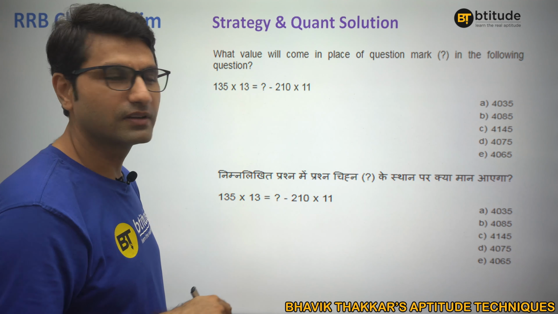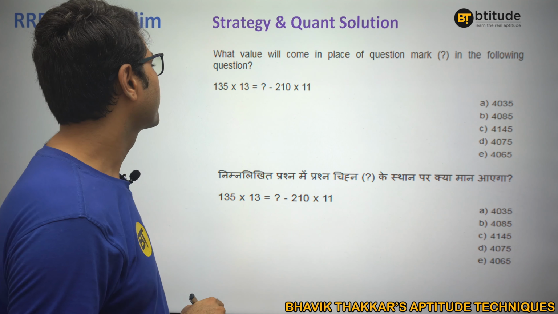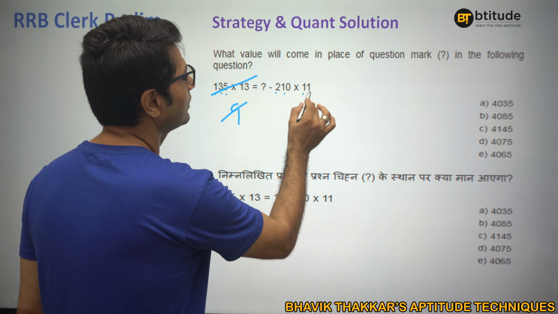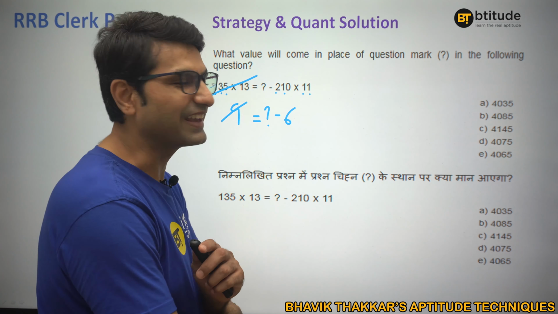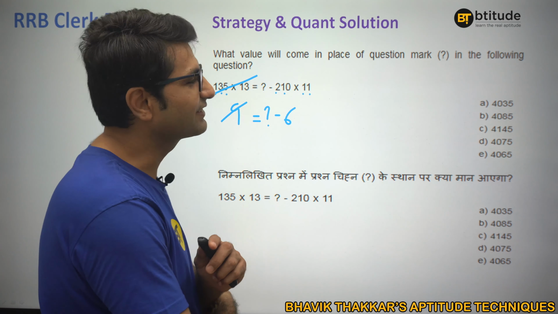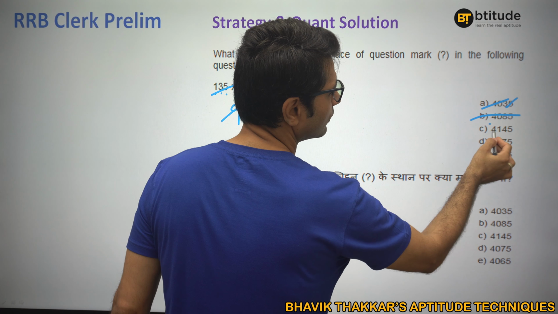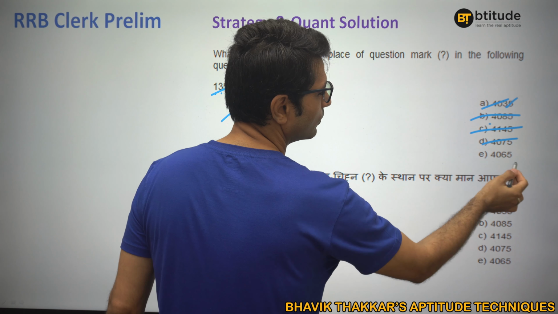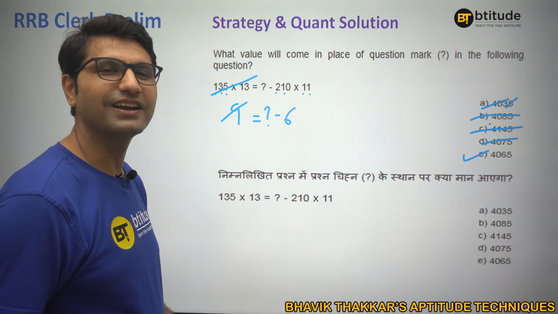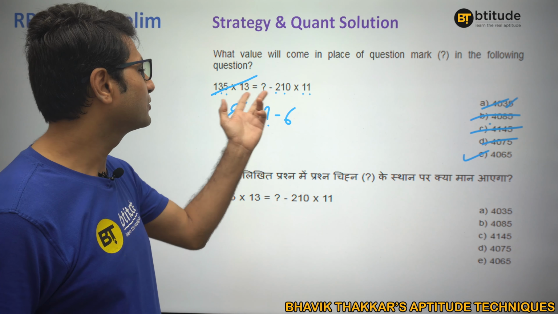Again, last digit is the same, right? So how will you do it? Sum of digits: 5, 3, 8, 1, 9. 9 into anything is 9. 9 is also 0. So now you will say, okay, 3 into 2, 6. Something minus 6 is 0. So the question mark is 6. Sum of digits should be 6. This is 3, no. This is 8, no. This is 5, no. This is 7, no. This is 6. There it is.